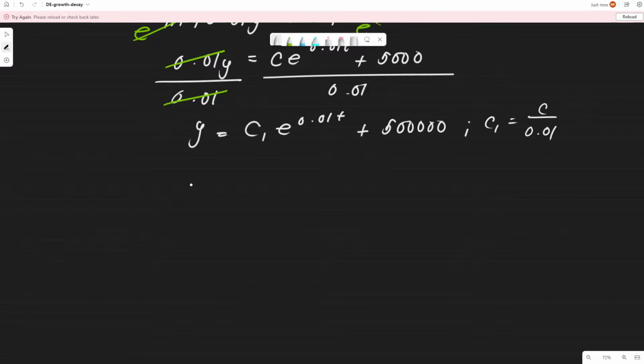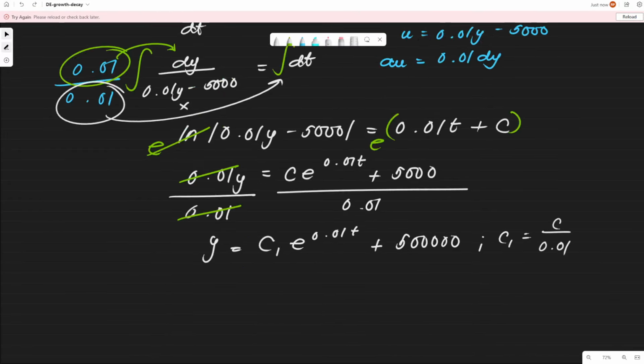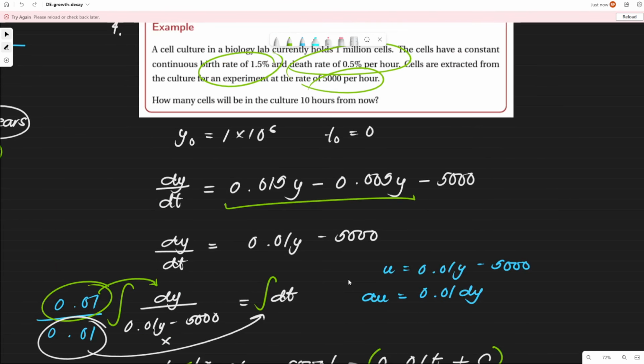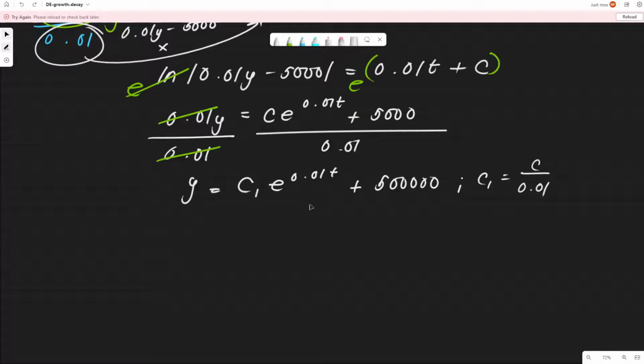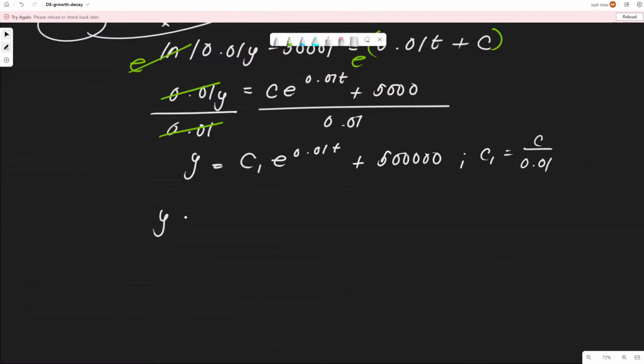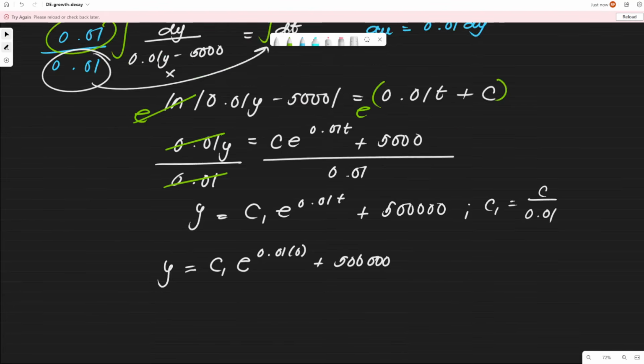Okay, so can we now substitute? Let us check ano ba yung mga given natin kasi we just modeled our differential equation. Diba? So, makukuha natin yung coefficient, di ba? Yung coefficient natin. Kasi t is equal to 0 naman. So, we have y is equal to c sub 1 e, no, raised to 0.01 times 0 plus 500,000.